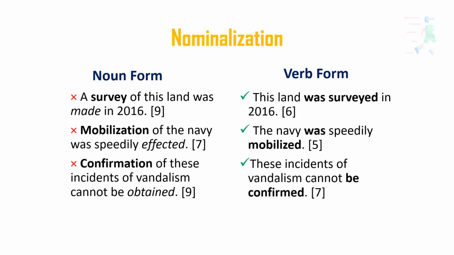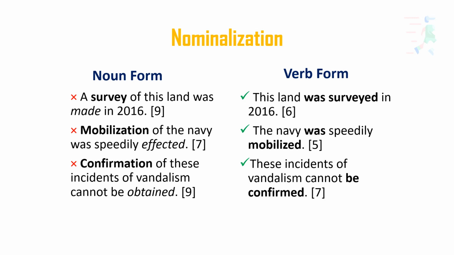Let's look at some very difficult to read examples of nominalization to be avoided at all costs. So let's look at the first example. A survey of this land was made in 2016. This land was surveyed in 2016. Mobilization of the Navy was speedily effected. The Navy was speedily mobilized. Confirmation of these incidents of vandalism cannot be obtained. These incidents of vandalism cannot be confirmed.